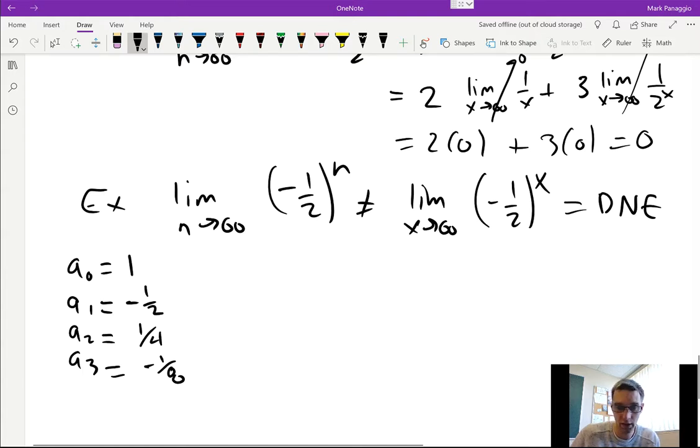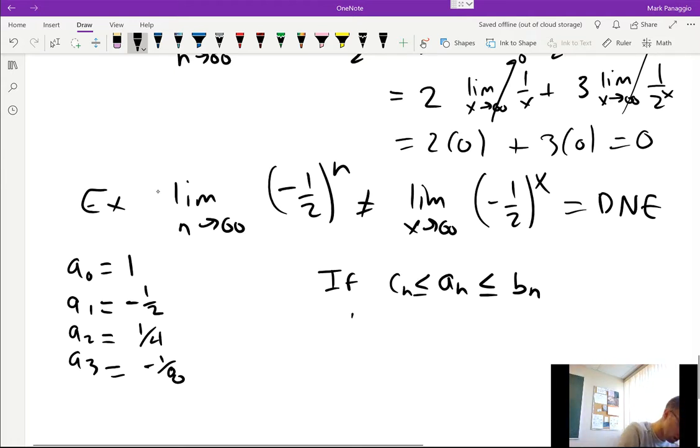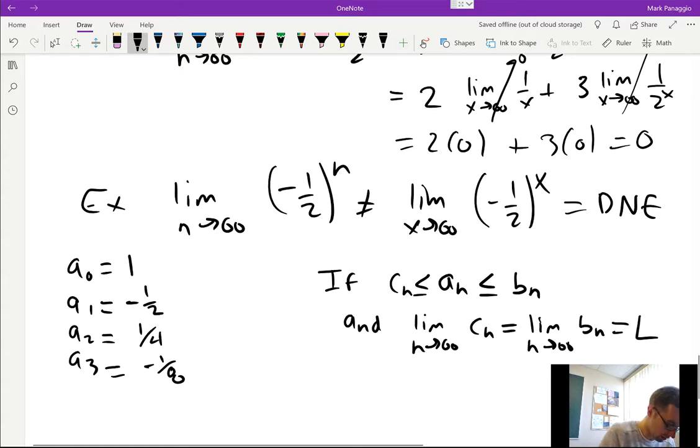And it says the following: that if an is less than or equal to bn and greater than or equal to cn, and the limit as n goes to infinity of cn equals the limit as n goes to infinity of bn, and that's equal to some number L, then the limit of an, the one in the middle, must be the same thing.